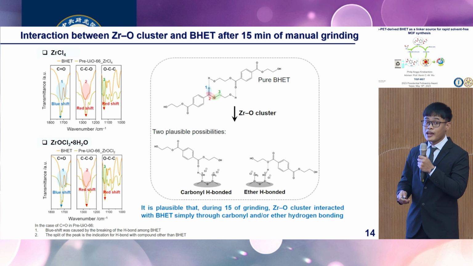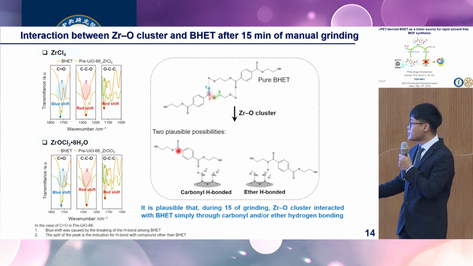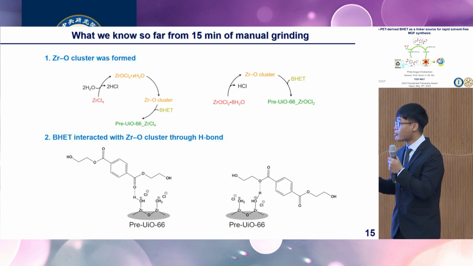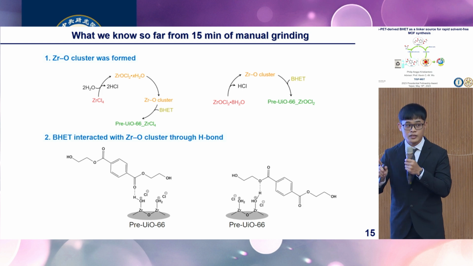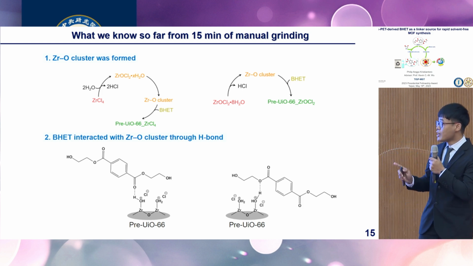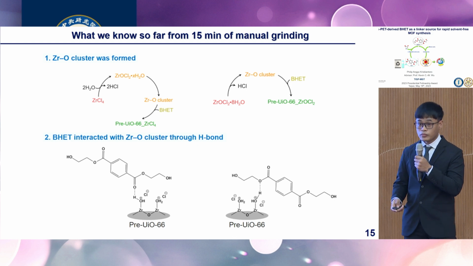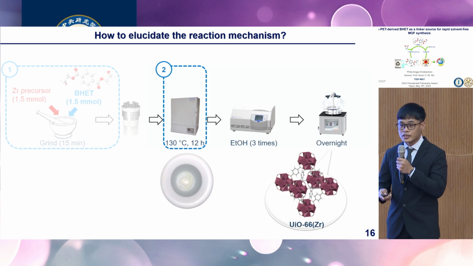And from the FTIR analysis, I found that during manual grinding, PHCT interacted with the zirconium cluster through carbonyl hydrogen bonds and ether hydrogen bonds. So what we know so far from 15 minutes of manual grinding is that first, the zirconium cluster was formed, and second, PHCT interacted with the zirconium cluster through hydrogen bonds. And next, let's try to understand what happened during the baking.